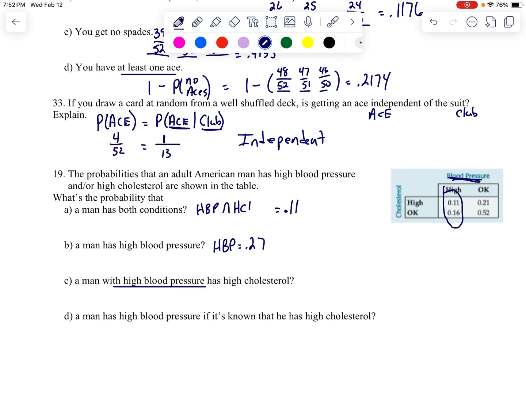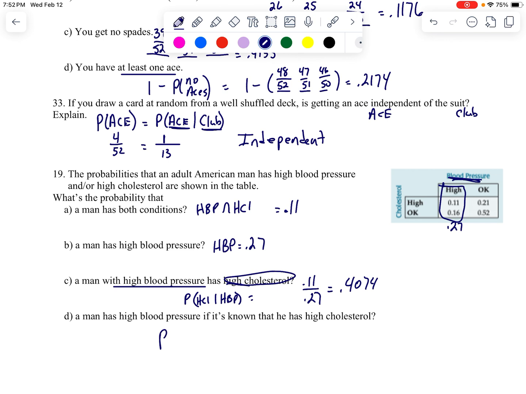A man with high blood pressure. So this is a conditional probability. They have high blood pressure. What's the likelihood they have high cholesterol to go with it? Logically it goes like this. High blood pressure. So I know I'm only worried about that particular column. We already did its total. Its total was 27. And out of that 27, which of them has high cholesterol? Well, the 11% does. So 11 out of 27. So that turns into 0.4074.